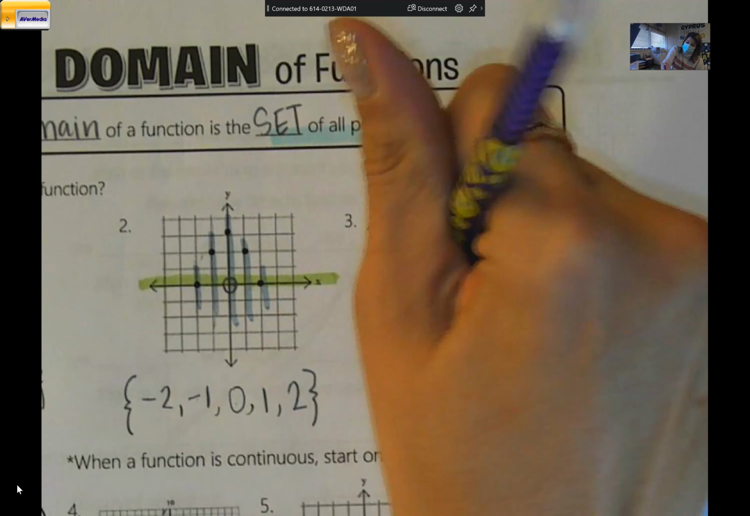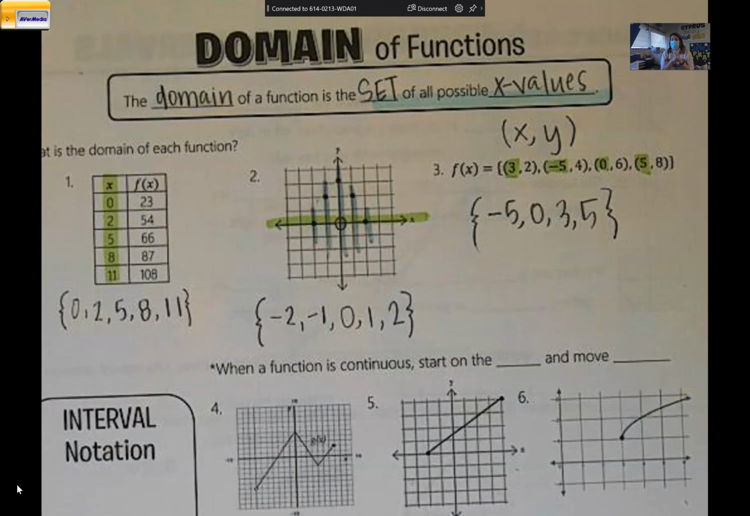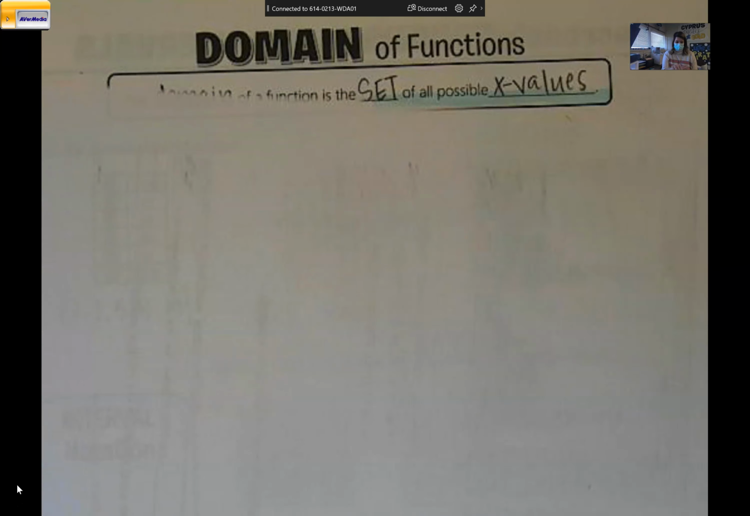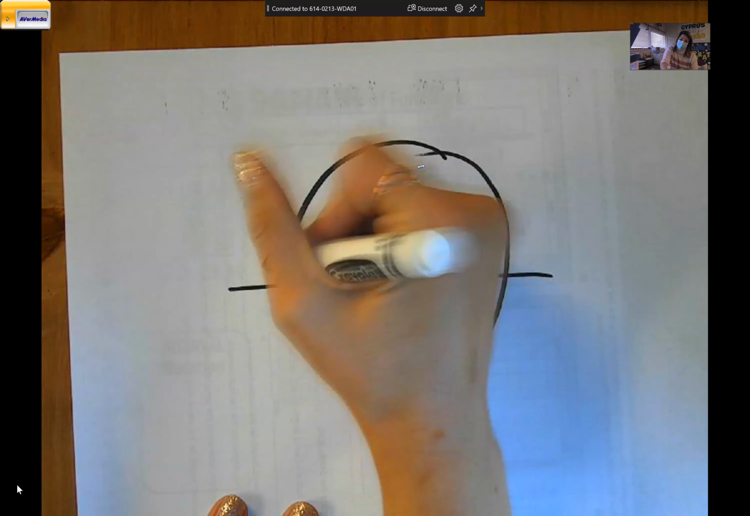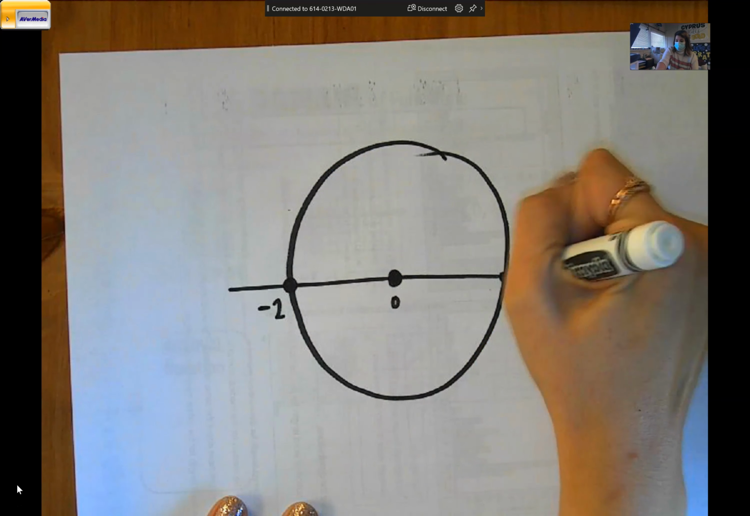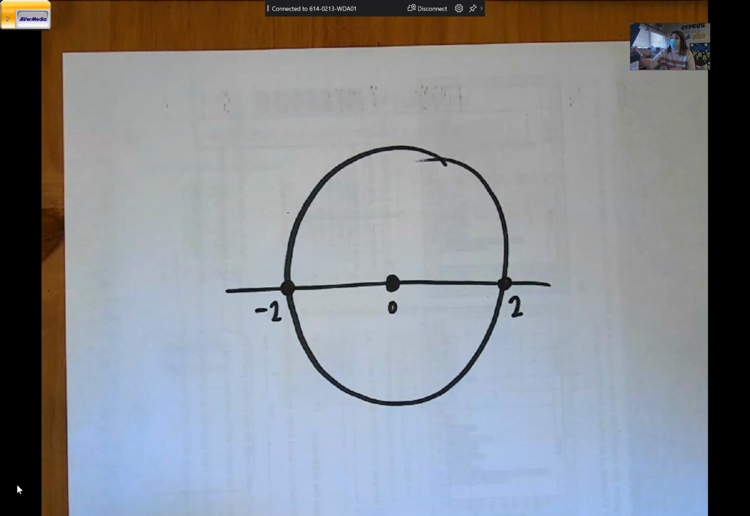So these first 3 examples are the easier ones. These are domains where you can actually list out the values that x can be. Now we're going to make it much more complicated. So we're going to look at a circle. Let's say that this is 0, this is -2, and this is +2 on our circle.